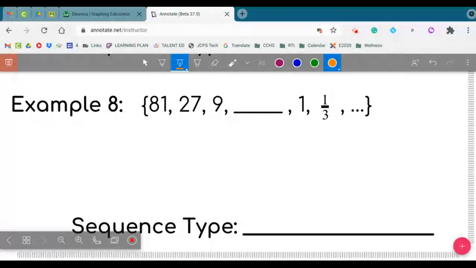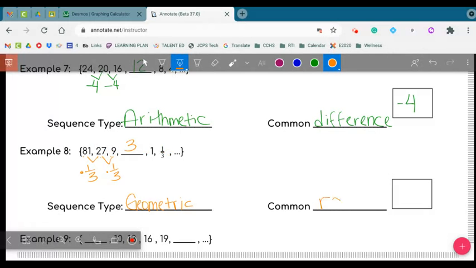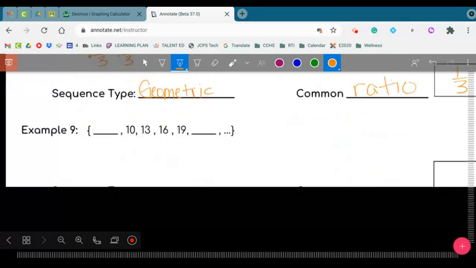So think 81 divided by 27 is what? Or 27 divided by 9 is what? That'd be 3. So if I'm dividing by 3, that means I'm multiplying by 1/3. So 1/3 of 9 would be 3. Since I'm multiplying, this is geometric. Geometric, you always have a common ratio. My common ratio is 1/3. Okay, going down to the next one.